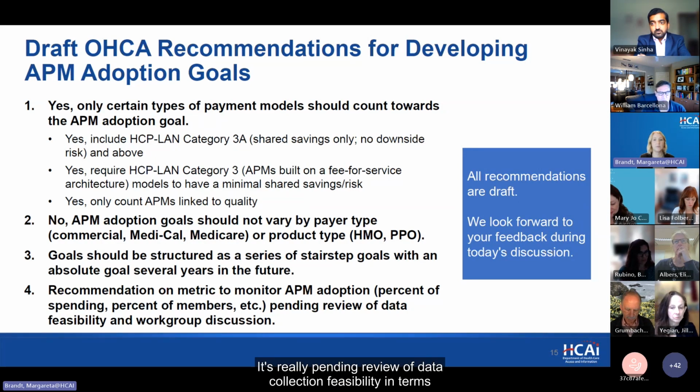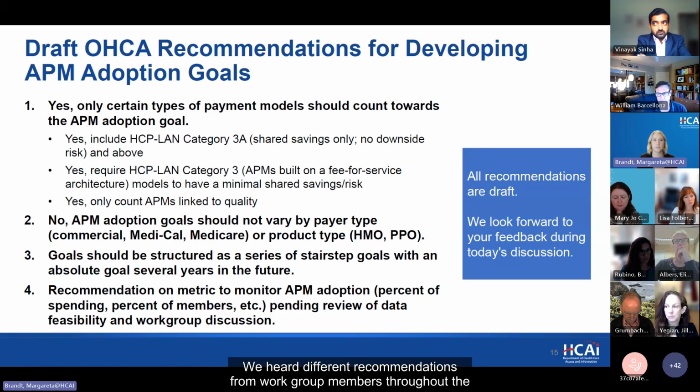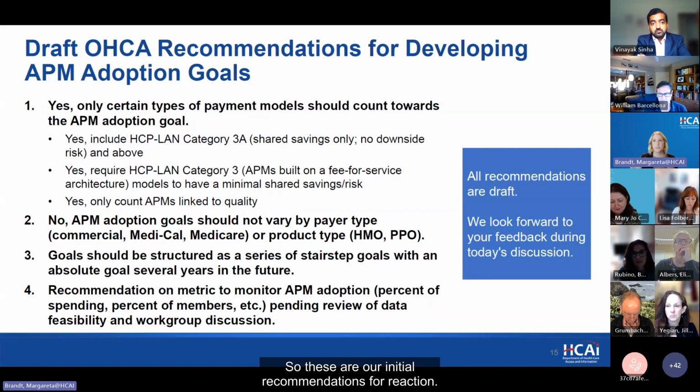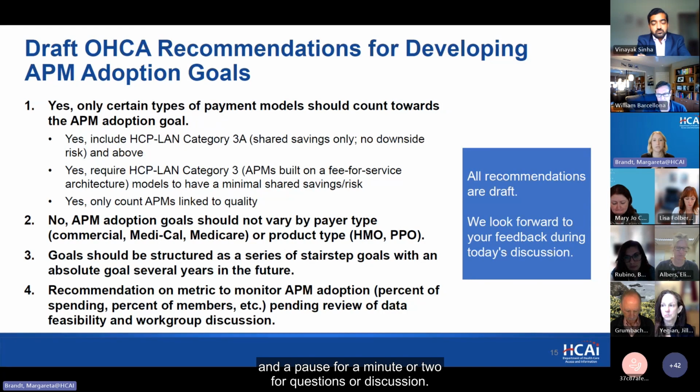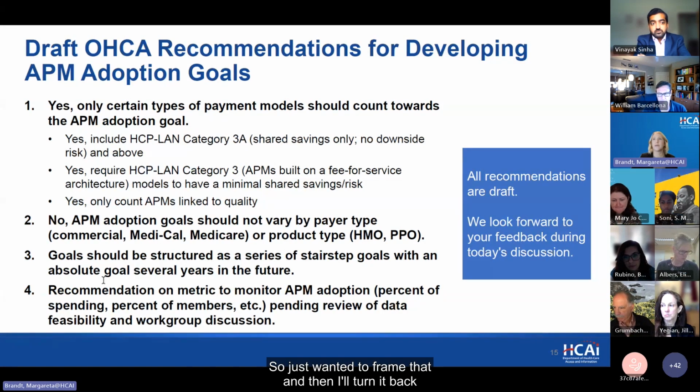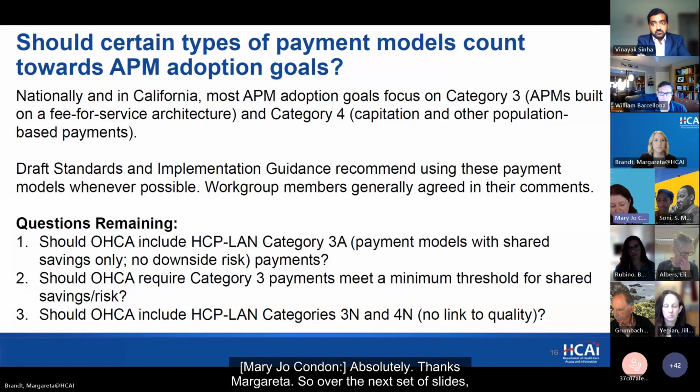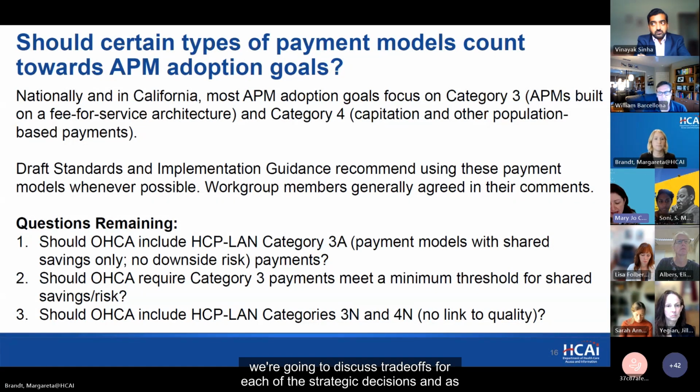It's really pending review of data collection feasibility in terms of how we can collect this data and your feedback today. We heard different recommendations from work group members throughout, in the feedback we've received offline and in our meetings, on which metric to use. So these are our initial recommendations for reaction, and then in the coming slides we'll walk through each of these decisions and pause for a minute or two for questions or discussion. So just wanted to frame that, and then I'll turn it back over to Mary Jo to walk us through the next set of slides. Absolutely, thanks, Margaretta. So over the next set of slides, we're going to discuss trade-offs for each of the strategic decisions, and as Margaretta mentioned, give you a chance to weigh in as well.